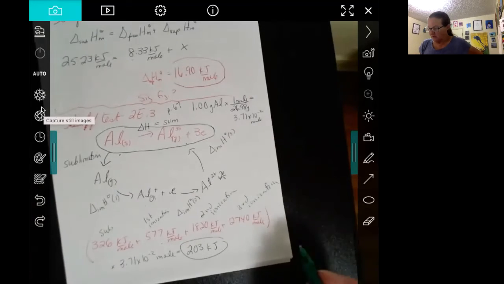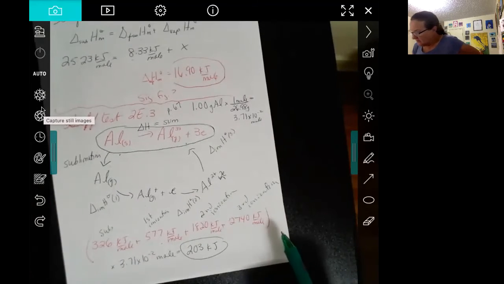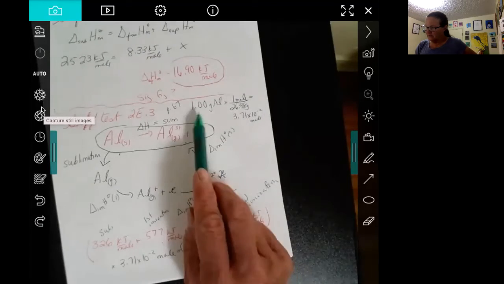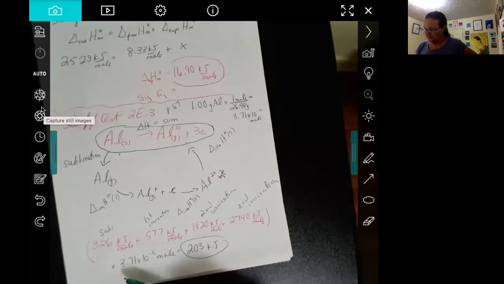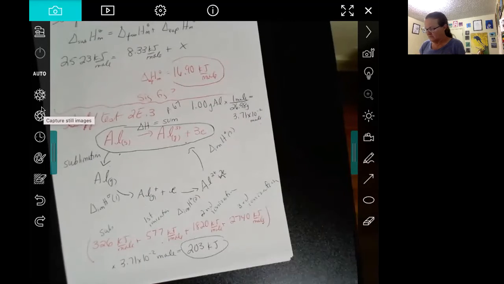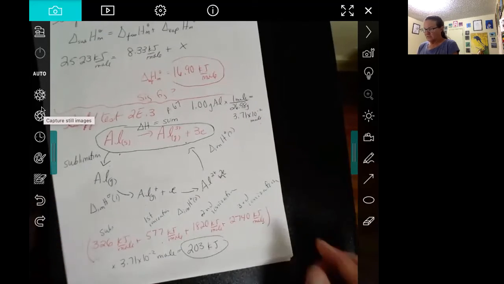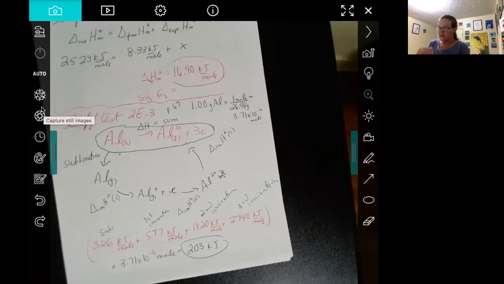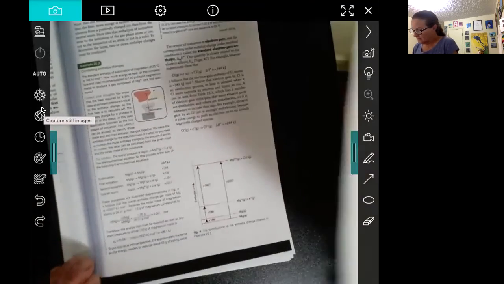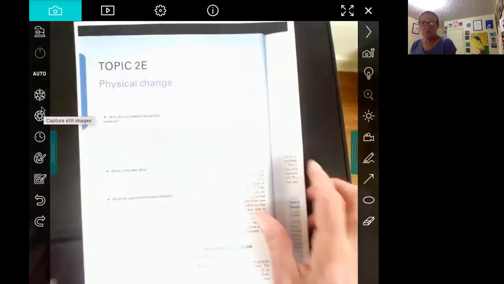Each of those comes out of the table. The sublimation came out of the problem, and this would be per mole, all those added in red, but we only have 1 gram of aluminum. So I'm going to multiply it by 3.71 times 10 to the minus 2 moles, which I just did up above. And so I get 203 kilojoules. That's what it would take to take solid aluminum and make it into gaseous cations and 3 electrons. So that is all for topic 2E. We have one more topic left, and then we'll move on to the second law.